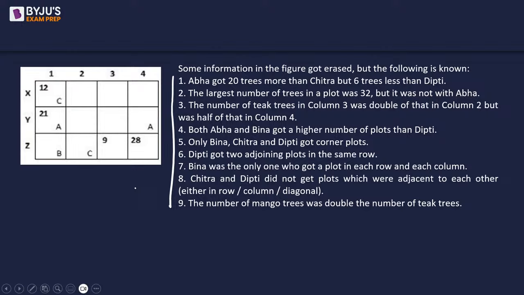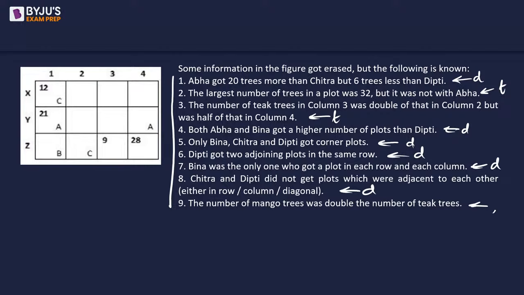या फिर पहले पता कर लो कि किस डॉटर को कौन सा प्लॉट मिला है, उससे नंबर ऑफ ट्रीज का रिलेशन होगा. क्या है इन दोनों में से? That you have to understand from the statements. So the first statement is about who got more trees and less trees than the other. Next is the largest number of trees in the plot. So this is about daughters, this is about trees, this is about trees, this is about daughters, this is about daughters, this is about daughters, this is about daughters, this is about daughters, this is about trees.